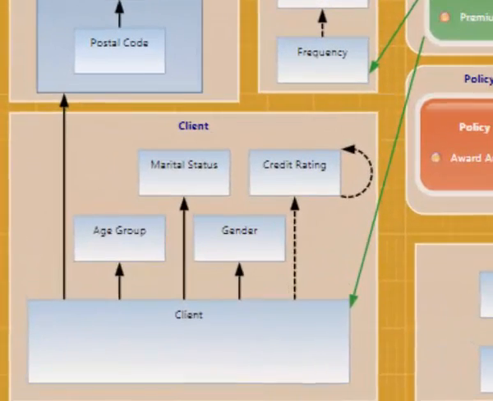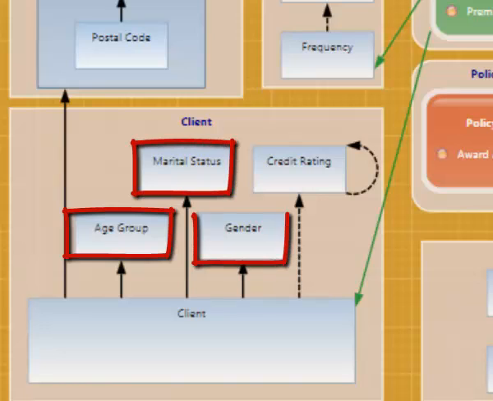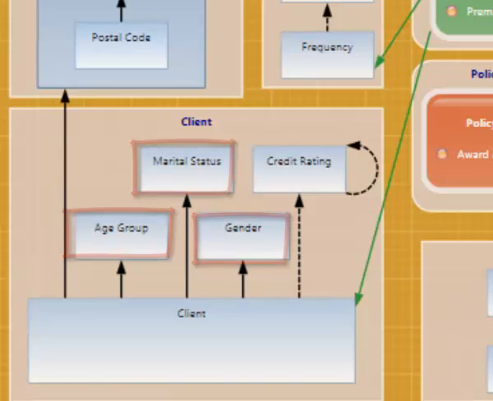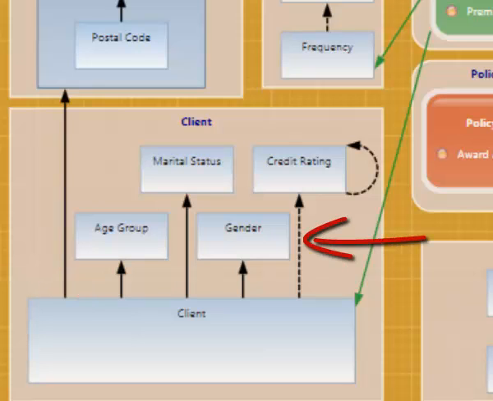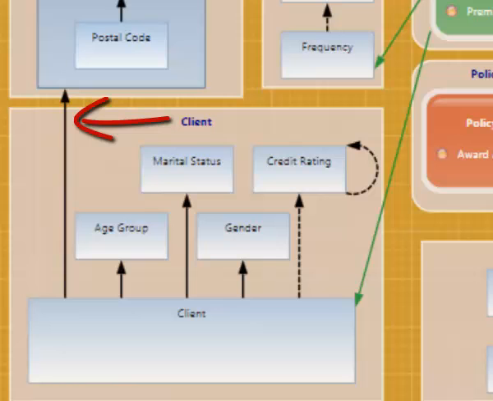Clients must have an age group, marital status, and gender. Solid lines tell us those elements are mandatory. A dashed line indicates clients do not require a credit rating. The recursive relationship indicates a Kalido-managed ragged hierarchy. Likewise, a client can be linked to any level of the geography hierarchy.